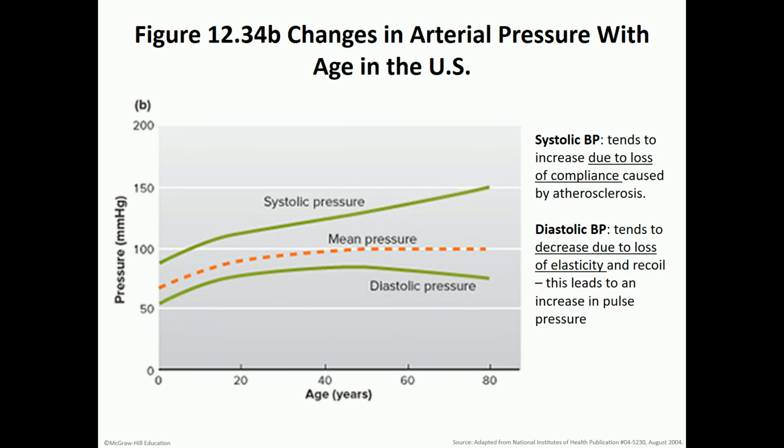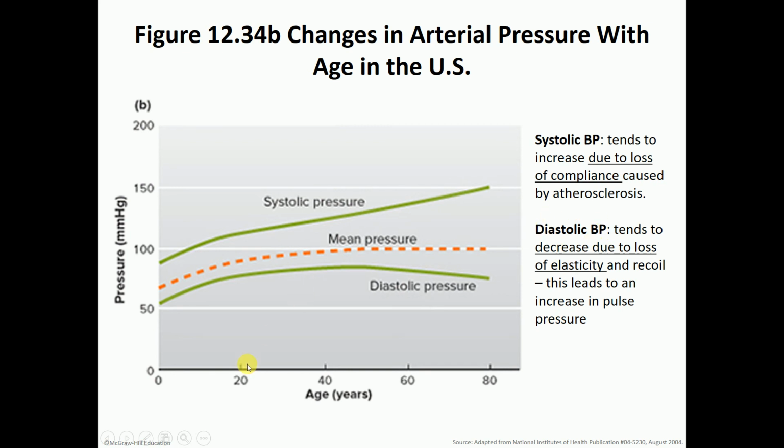Now, what happens as we age? As we age, we are going to lose some of that compliance. We tend to develop atherosclerosis, so the blood vessels are going to lose their compliance, and that leads to an increase in systolic blood pressure. We are also going to start losing the elastic recoil due to the loss of that elastic tissue. That is going to decrease the diastolic blood pressure.